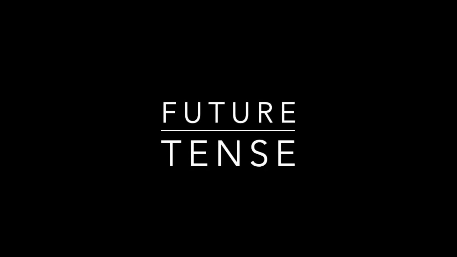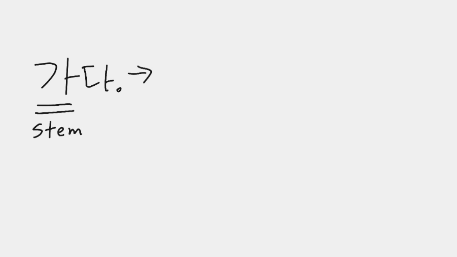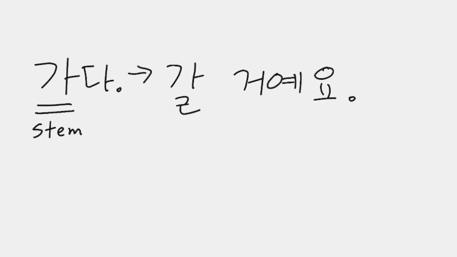Good, good, good. So future tense conjugation first. I am going to cover 3 different conjugations. So first one, when the verb stem ends in a vowel, like 가다 to go, we're gonna use the verb stem. From the stem, you add ㄹ. And then add 거예요. 갈 거예요. Will go. Going to go. Okay.